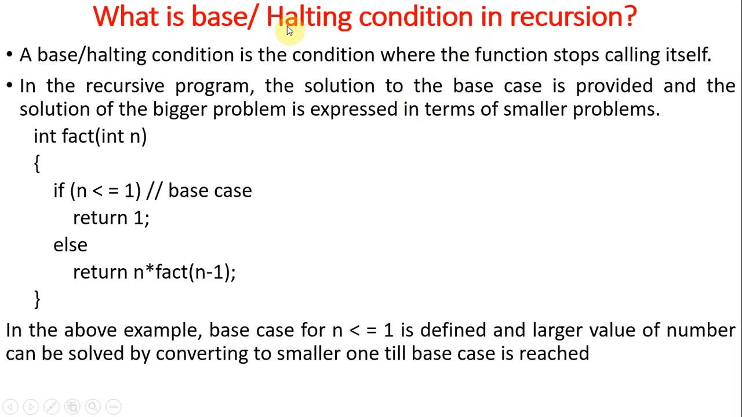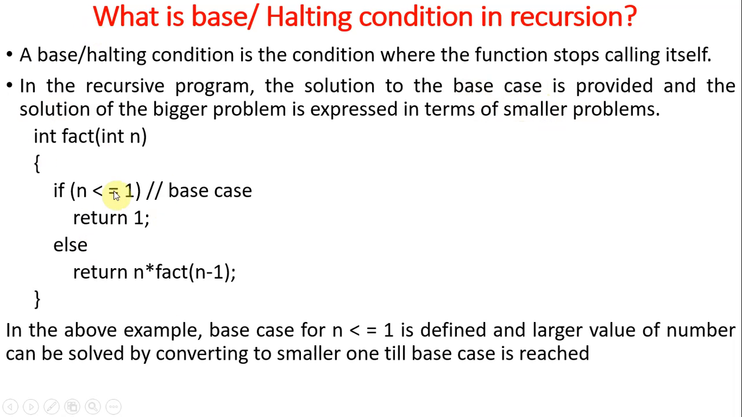So what is this? A base or halting condition is the condition where the function stops calling itself. Generally, a function calling itself is nothing but recursion. To stop recursion, we provide this base or halting condition. It will stop the method from calling itself. The base case is provided, and the solution of the bigger problem is expressed in terms of smaller problems. Because of this base condition, we can break the bigger problem into smaller ones.